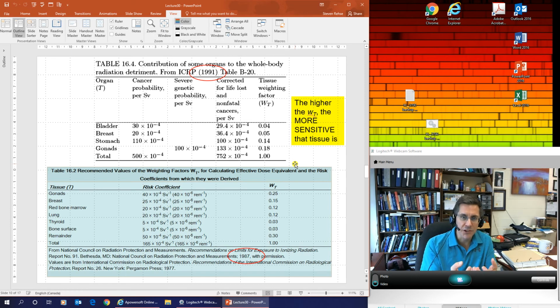And if they get damaged by radiation, they pass on their effects very easily. And the stomach is very sensitive because it has a high amount of turnover, the epithelial layer inside. The red bone marrow is very sensitive because it's producing lots of red blood cells all the time. A little bit of damage creates a big effect.